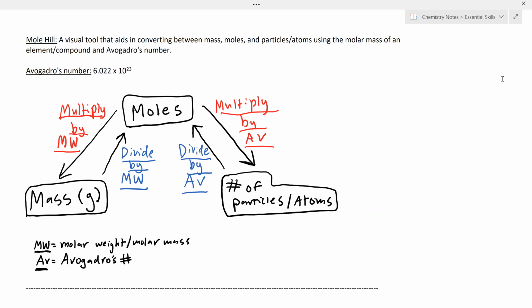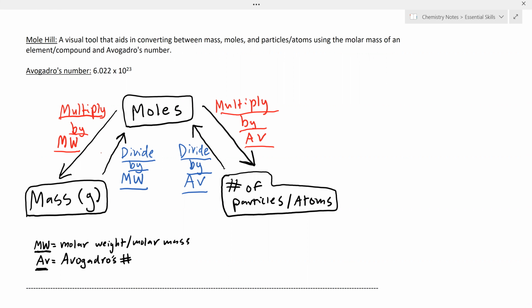Okay, so anyway, what you'll see is when you're going to moles, you're dividing. When you go away from moles, you're multiplying. Just to let you know, the MW here on this side stands for the molar weight, or the molar mass of an element. This can get a little confusing, but not really. As long as you know the basics, then you're fine.